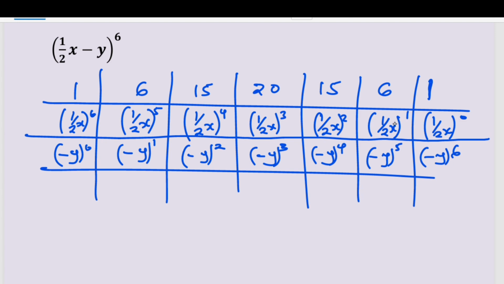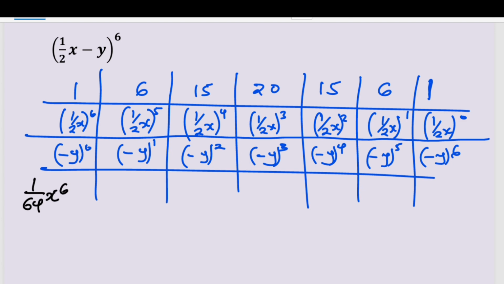1 times a half x raised to power 6. A half x raised to power 6 should give us 1 over 64 x power 6, and then negative y raised to power 0 is 1. So therefore this one gives us 1 over 64 x raised to power 6.